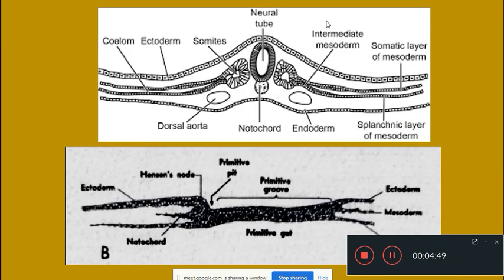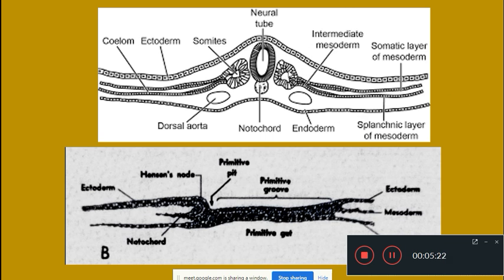Now afterwards, what you can see here is the ectoderm, the endoderm, and the mesoderm which is involuted inwards through the primitive groove. This is the dorsal part, called dorsal mesoderm, the second part called intermediate mesoderm, and the third part called the lateral mesoderm, which is differentiated into the somatic mesoderm, lying close to the ectoderm, and the splanchnic mesoderm, lying close to the endoderm. So this is how the mesoderm differentiates.